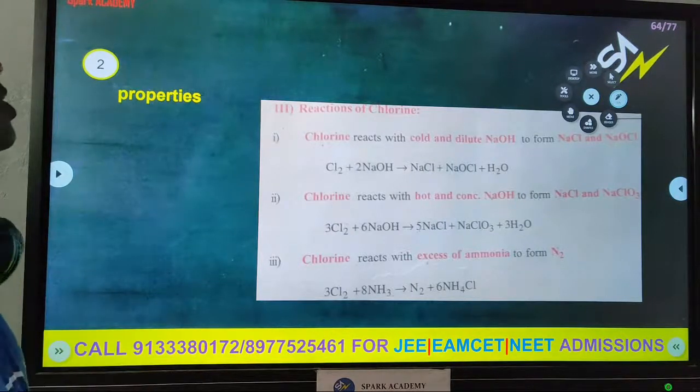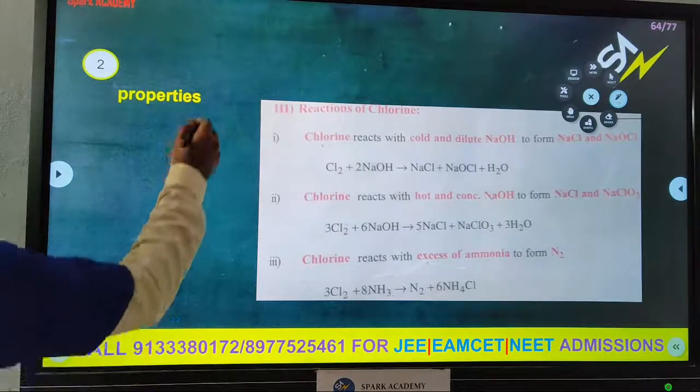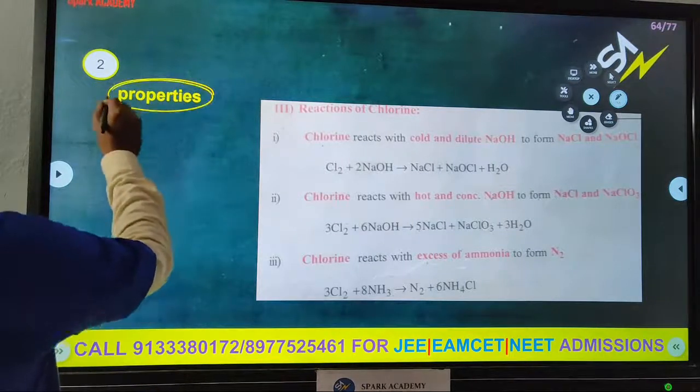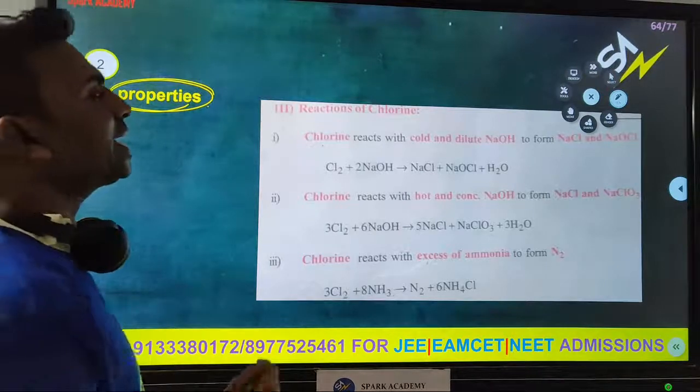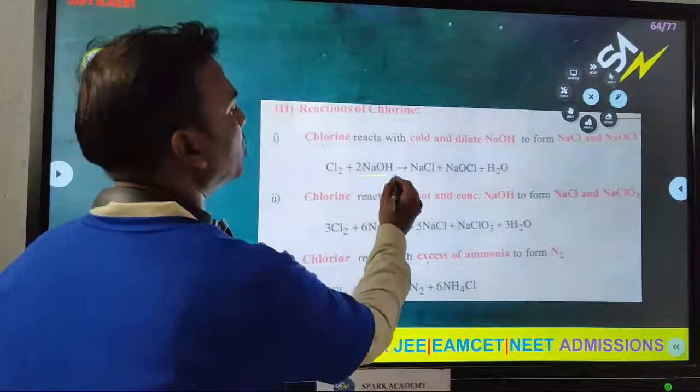Next, chlorine properties. What are the important properties of chlorine? In that, first one, chlorine gas reacts with cold and dilute sodium hydroxide.